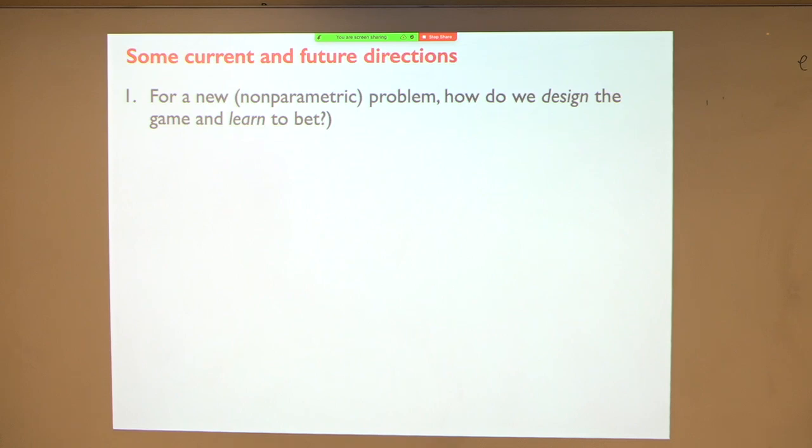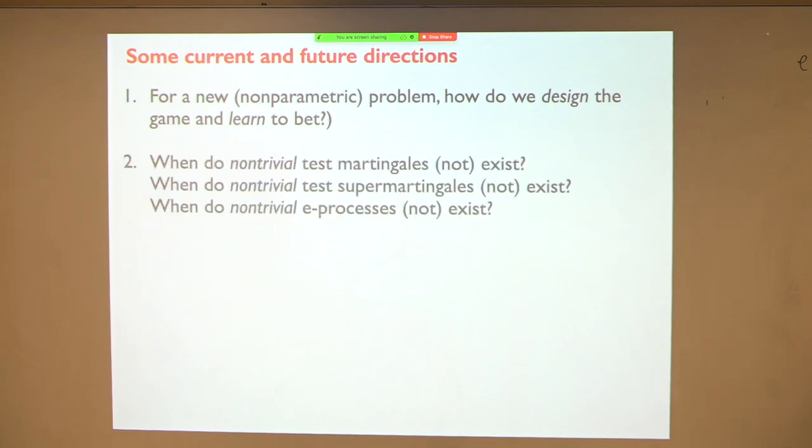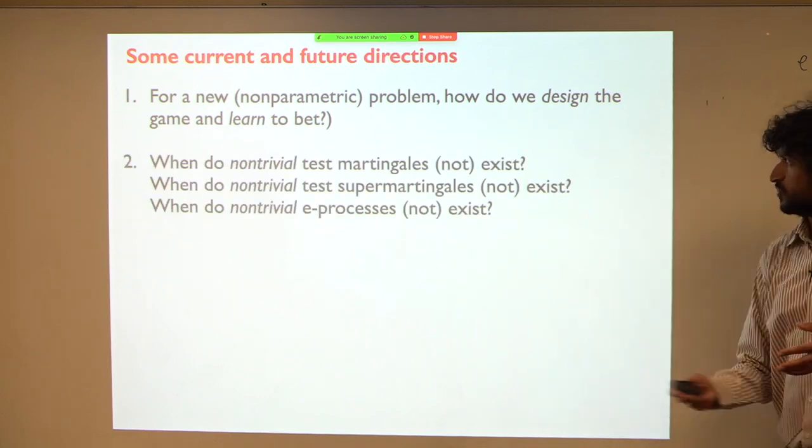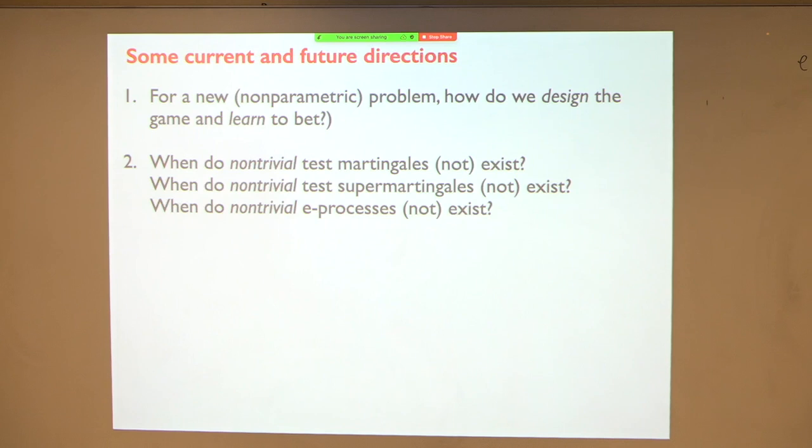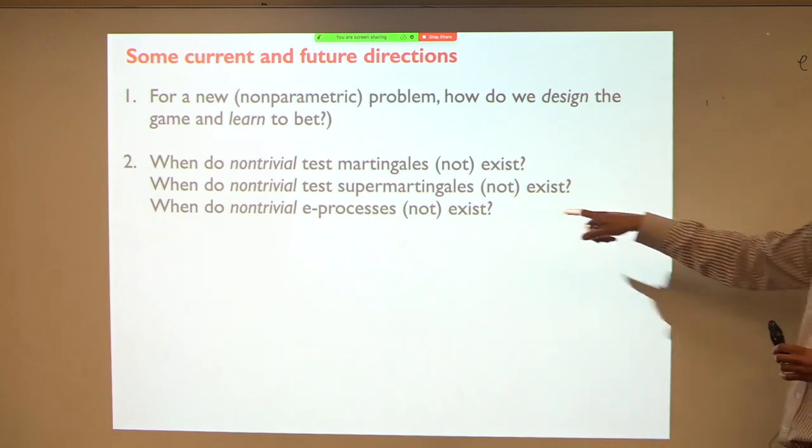Like this exponential class of supermartingales is a nice one to go to, or this product of 1 plus lambda times is a nice one to go to, but can I do something more systematic? So then there's this question: can I fully characterize when non-trivial test martingales exist or not exist, when non-trivial supermartingales exist or not exist, and when non-trivial E processes exist or not exist?